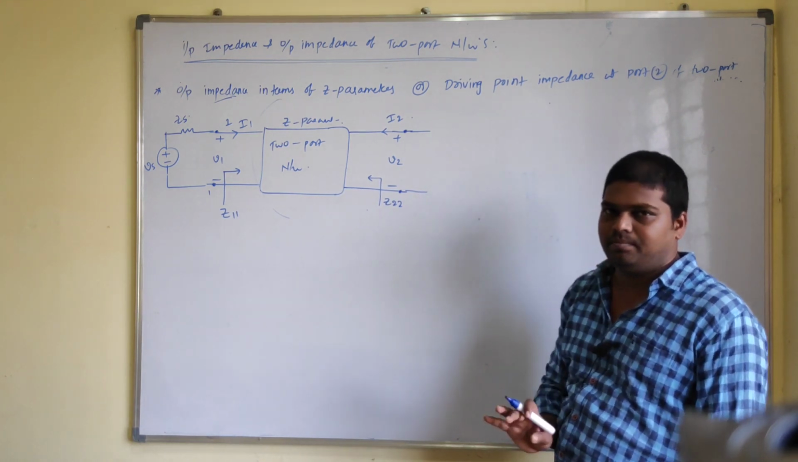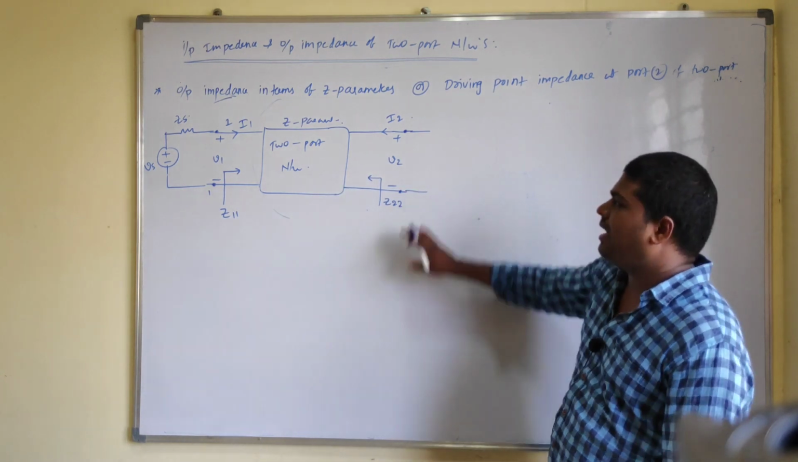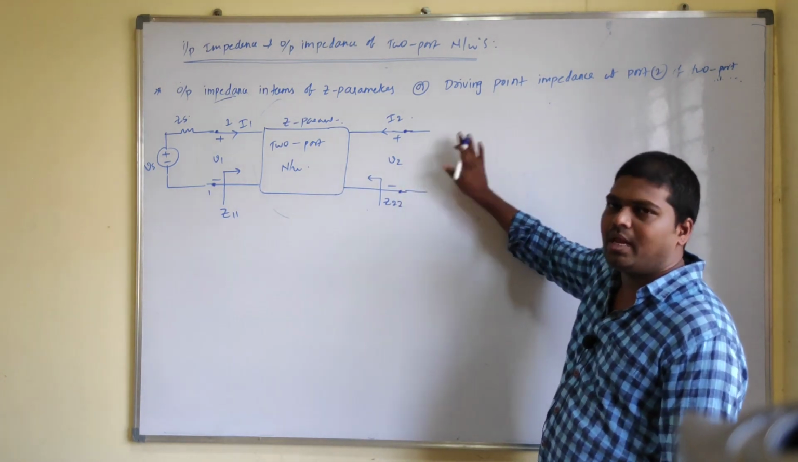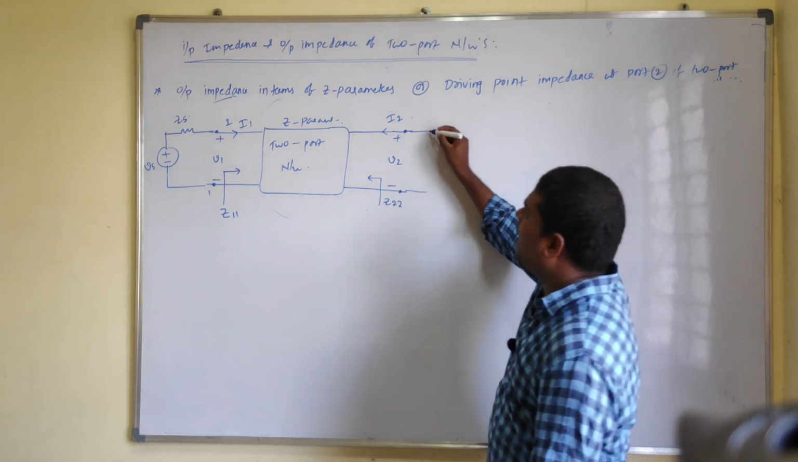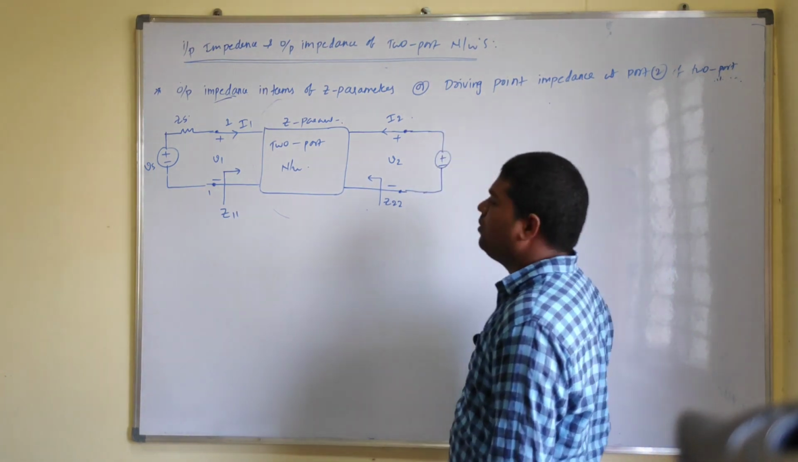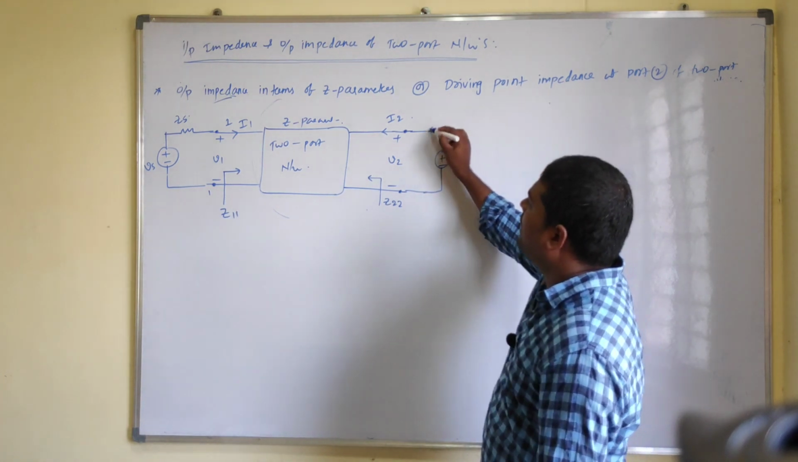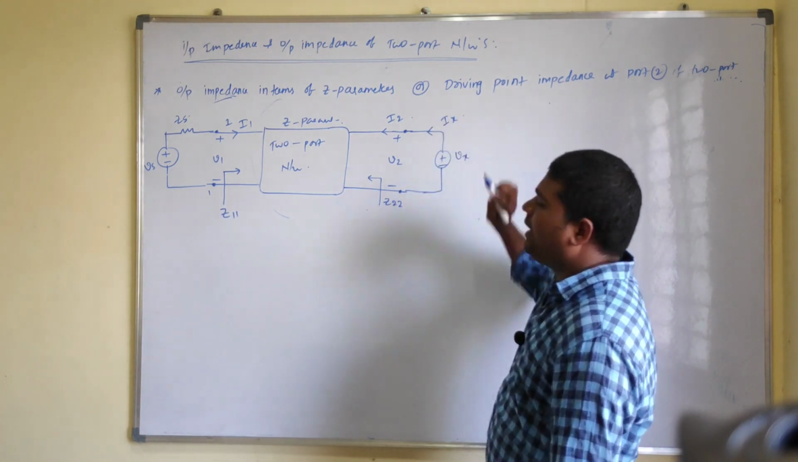That is the first step, right? In order to evaluate that particular output impedance, I can remove this ZL impedance value and add one ideal voltage source. Okay, this is an ideal voltage source, so I can give the name Vx and the current equals Ix.